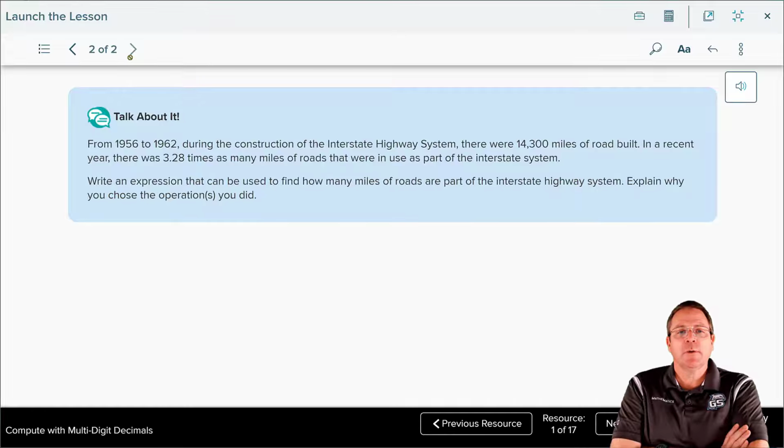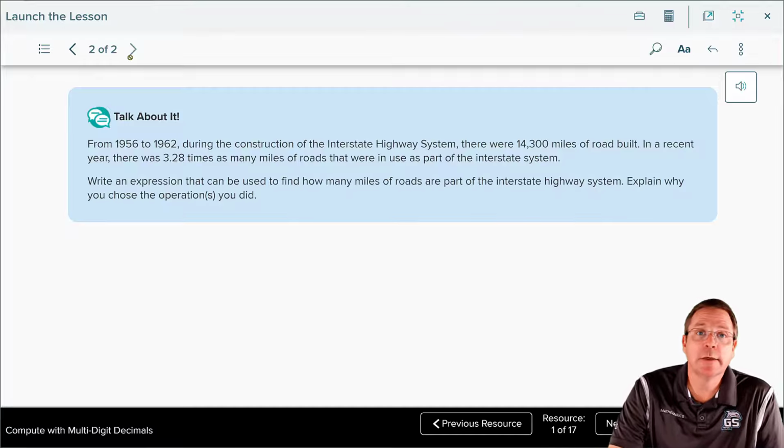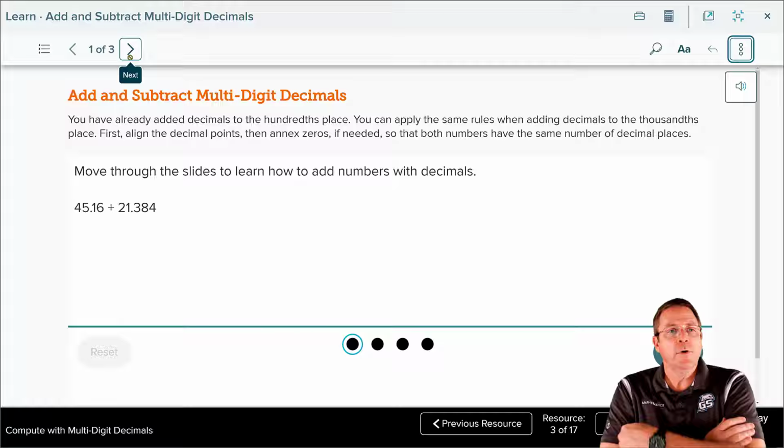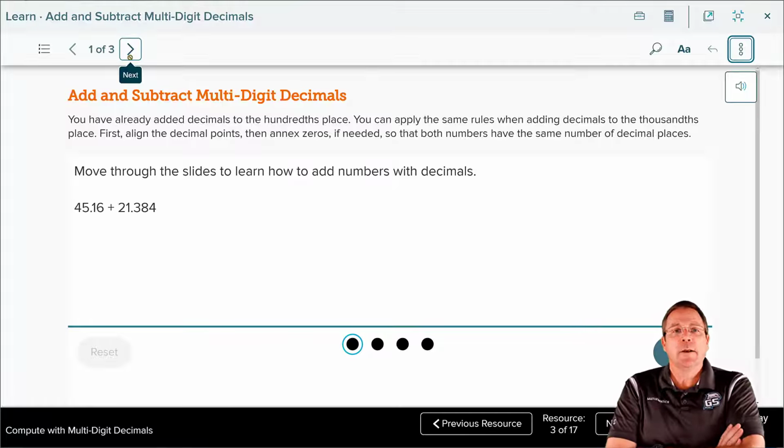Write an expression that can be used to find how many miles of road are part of the interstate highway system and explain why you chose the operation you did. These are the kind of things we're going to be learning to do in this chapter. First, we're going to learn to add and subtract multi-digit decimals.